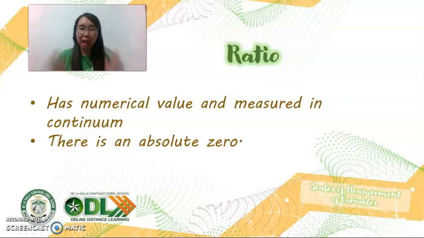There is an absolute zero in height. So if you say 0 centimeters in height, then that means there's no height. In terms of weight, let's say it's 0 kilograms. If I say it weighs 0 kilograms, then there is no weight at all. But in interval variable, there is no absolute zero.